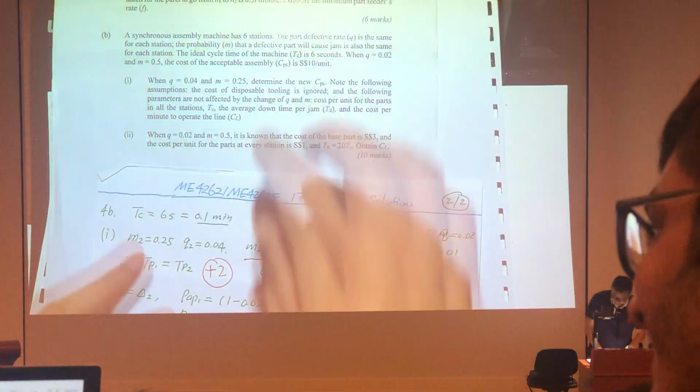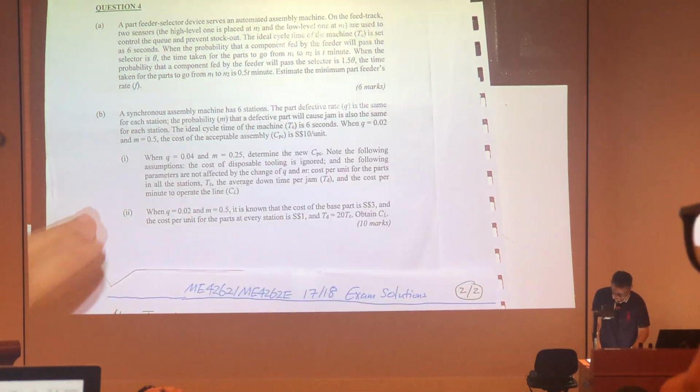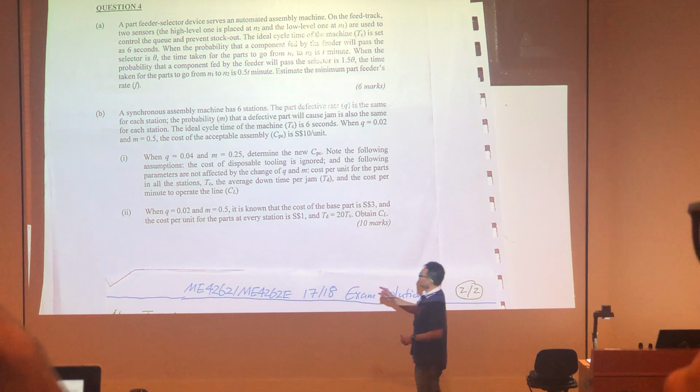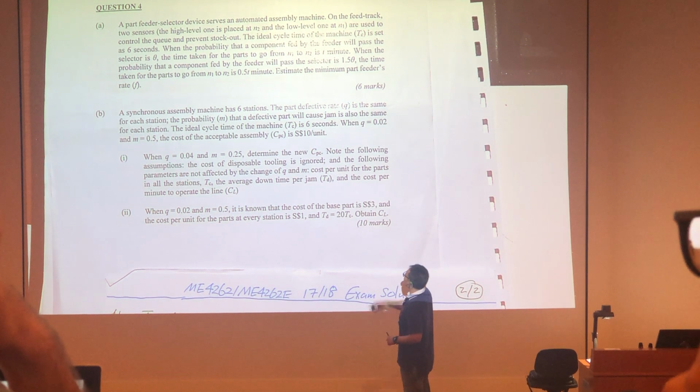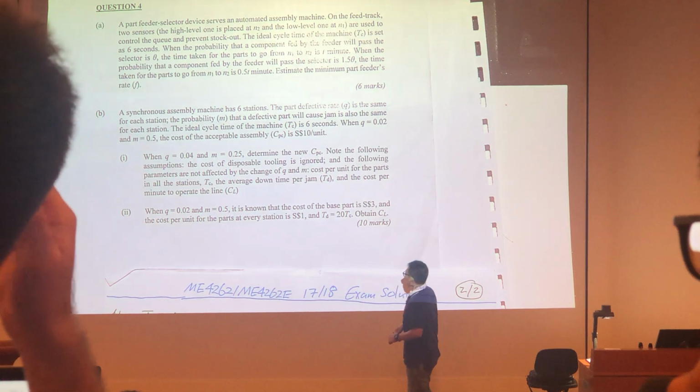And the second part of the question: when Q equals 0.02 and M equals 0.5, that was the initial situation. It's known that the cost of the base part is $3, and the cost per unit for parts at every station is $1, and TD equals 20 TC, and CL is unknown.